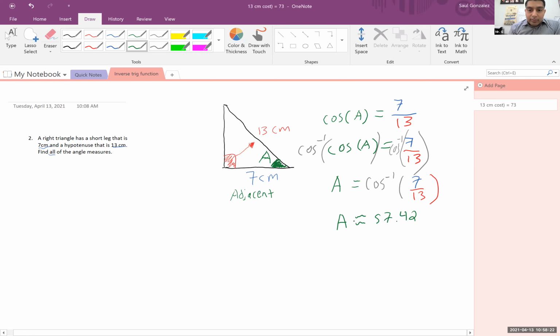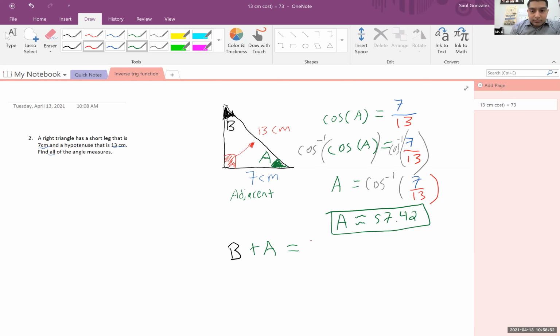And now given this information, we now know this angle A, and we know that this other angle is a 90-degree angle. Now we can figure out what angle, let's call it B, is. So I'm going to shade it right here. All right, well, we know that angle B plus angle A has to give us 90 degrees. Okay, so therefore, angle B is approximately equal to 32.58.